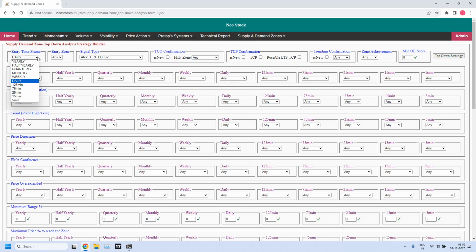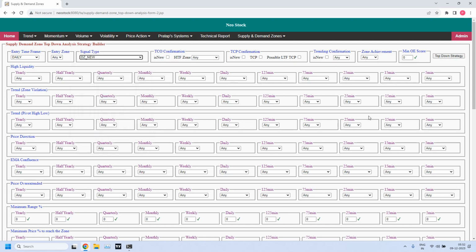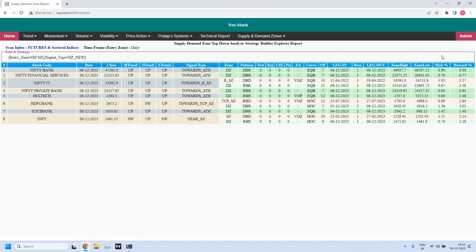Let's go back. Entry time frame is daily. Let us find the stocks having newly created daily demand zones. So these 8 stocks are having newly created daily demand zones.